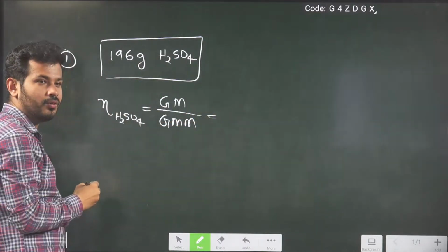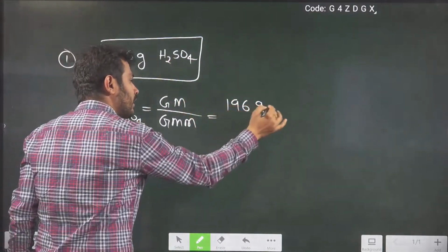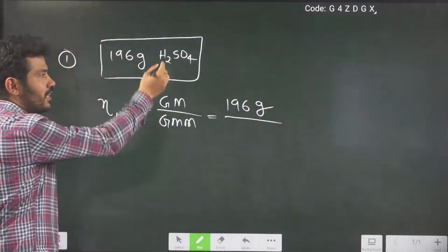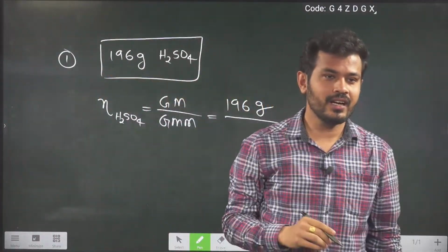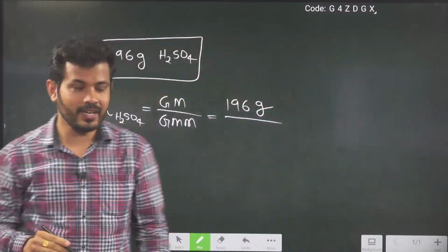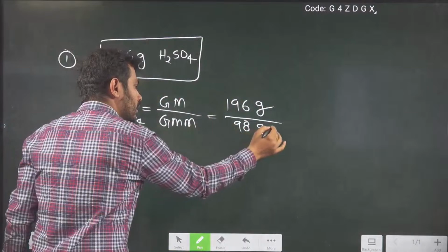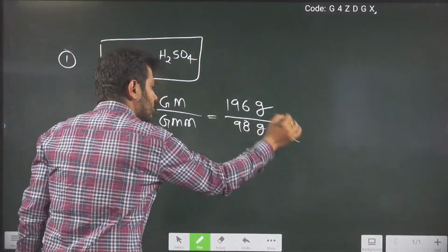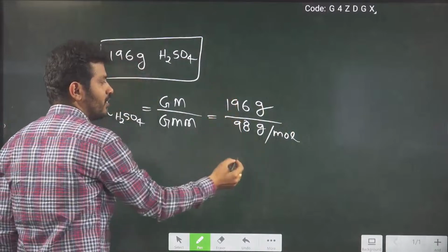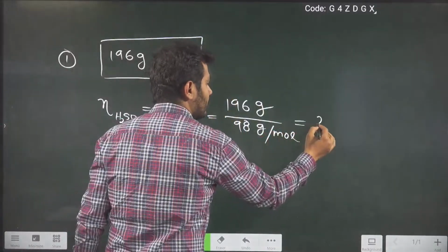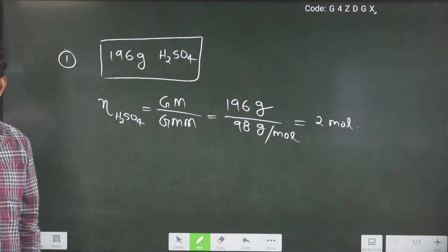So this is equal to given mass, 196 gram of sulfuric acid, divided by the gram molecular mass of sulfuric acid, which is 98. You can calculate that; we calculated it in the last class. So 98 gram per mole means 1 mole of sulfuric acid is 98 gram. On this basis, you get 2 moles. So 2 moles of sulfuric acid is there with us.